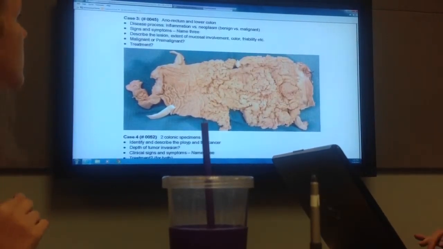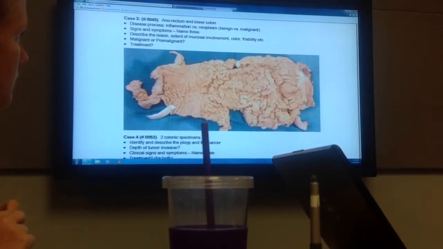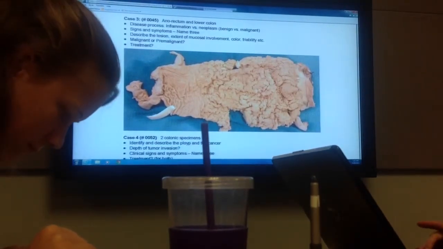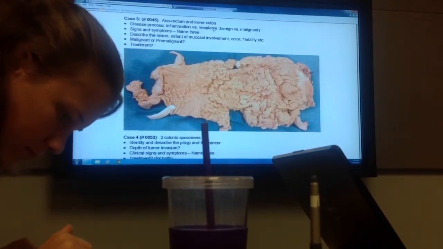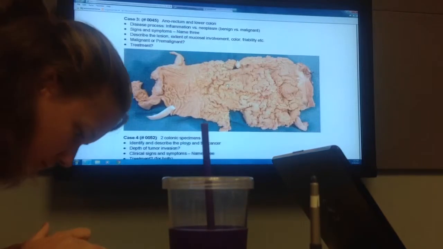Could it bleed? Yeah, this one's pretty big. So if some of this got rubbed off by a stool or something, you can see how it could ulcerate and bleed. Okay. So we talked about our signs and symptoms. We think it's at least pre-malignant, if not malignant.